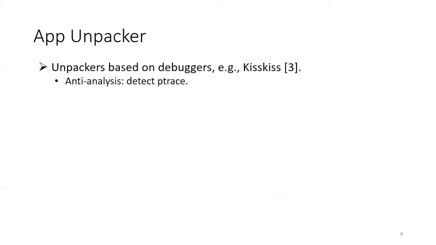To defend against packed malware, various app unpackers have been proposed. Depending on how these unpackers are implemented, we divide them into 4 categories. First, the debugger-based unpackers such as KisKis, which is a ptrace-based unpacker. However, packers can easily evade them by detecting the presence of debuggers such as ptrace.